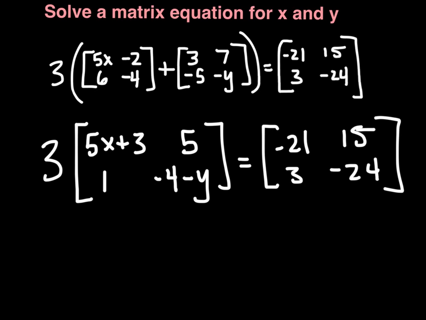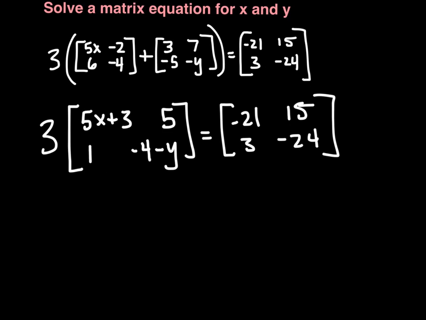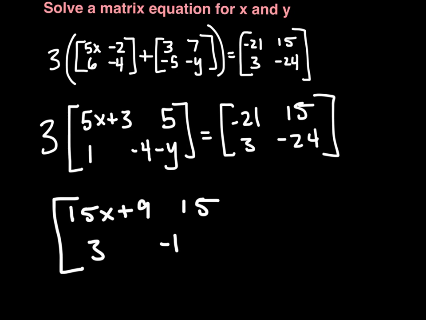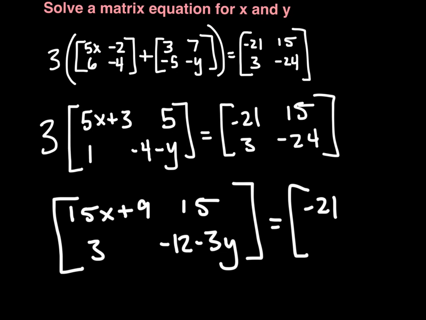All right, now we're going to multiply everything inside of this matrix by this scalar. Once I do that, I have 3 times 5x plus 3 is 15x plus 9. 3 times 5 is 15. 3 times 1 is 3. And negative 12 minus 3y. All of this is equal to negative 21, 15, 3, and negative 24.